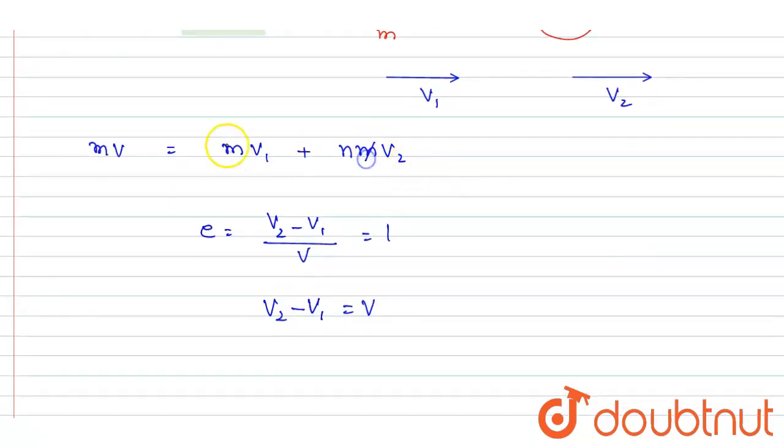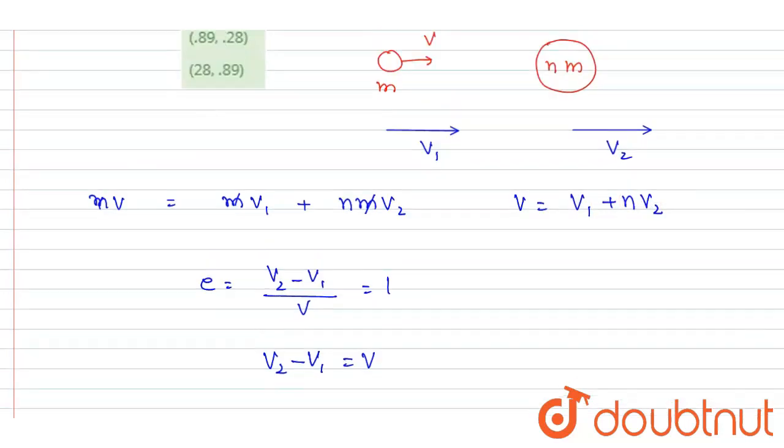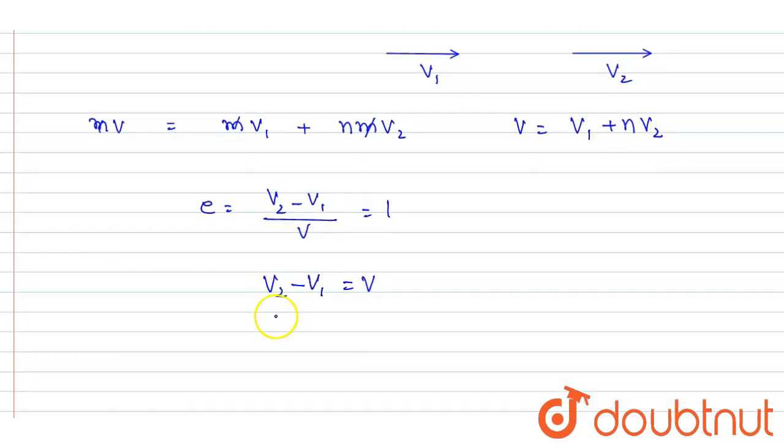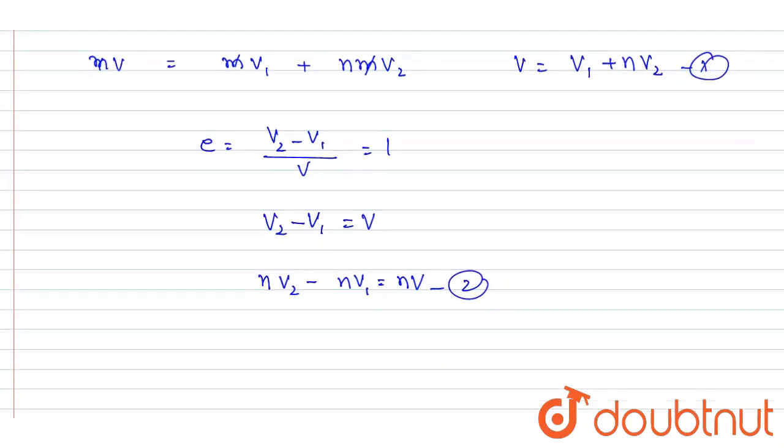Now if you see, this m will first of all get cancelled out, and you will get an equation like this, right? Now we want this v1, so let's eliminate this v2. Let's say this is equation 1 and this is equation 2. I will multiply this equation by n. I will write n v2 minus n v1 is equal to nv. Equation 1, equation 2. If you subtract the two equations, this n v2 will get cancelled out, right?